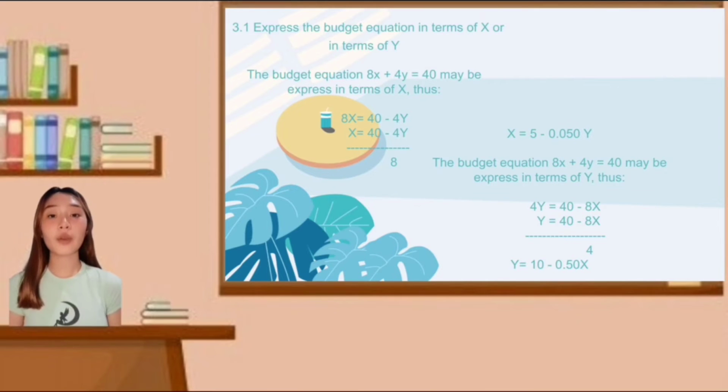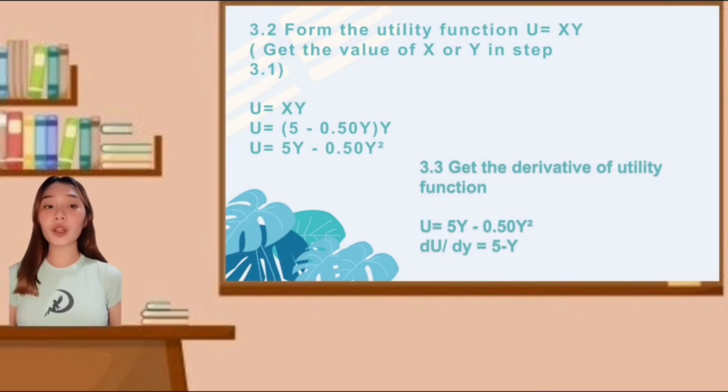Now, let's see how it can be expressed in terms of y. The budget equation is 8x plus 4y equals 40. So, 4y equals 40 minus 8x. Y equals (40 minus 8x) over 4. Y is equal to 10 minus 0.50x. U is equal to 5y minus 0.50y squared.